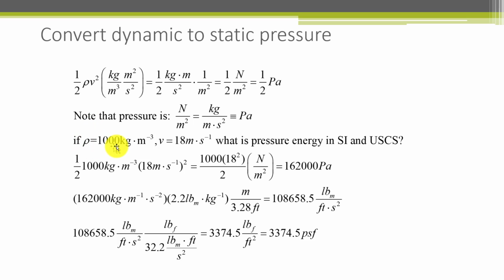If rho is 1,000 kilograms per cubic meter and V is 18 meters per second, what is the pressure energy in SI and USCS units? Well, we take the 1/2 rho V squared, so 1,000 times 18. This has to be squared, so the units get squared. And we end up with newtons per square meter, 162,000 pascals, or 162 kPa.